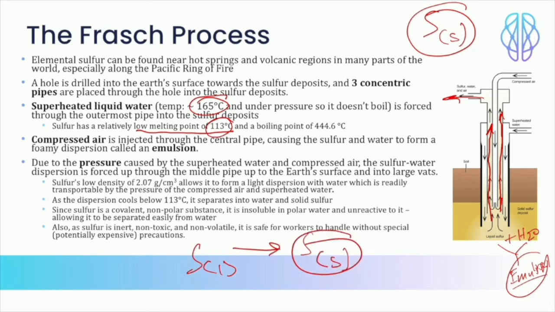Also, if we look at the properties of this sulfur solid here, it's a covalent structure that's non-polar. So it's going to have a really bad solubility in that polar water. So thus, we can really easily separate it out. And if we combine this with its density of 2.07 grams per centimeters cubed, it's going to form a solid sulfur deposit at the bottom of the water when we collect it, right? So once we collect this emulsion and we allow it to cool, we can have our water and chunks of sulfur at the very bottom, which we can collect very easily.